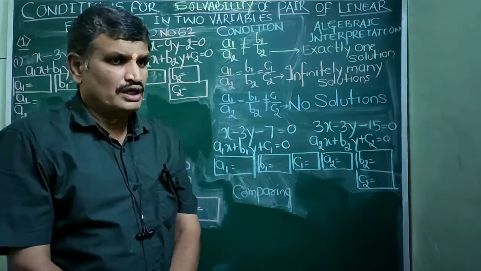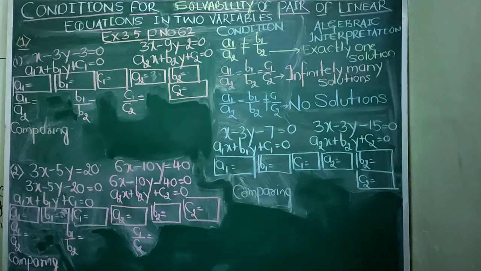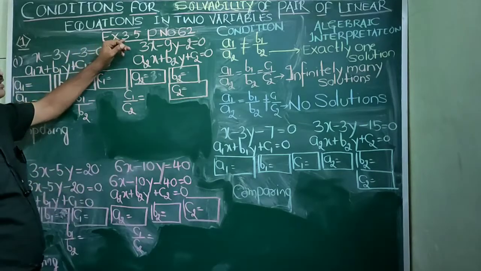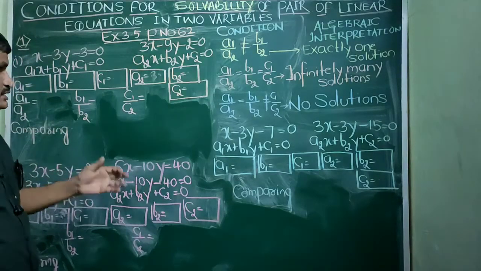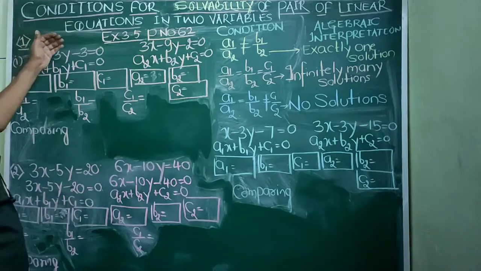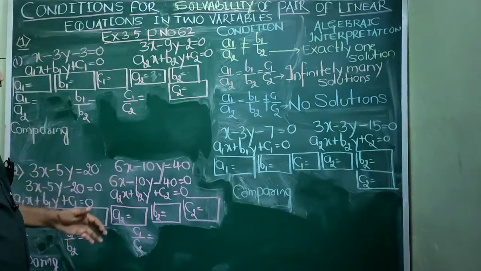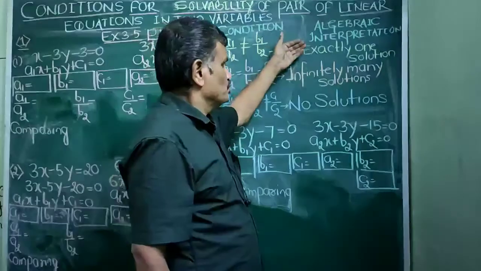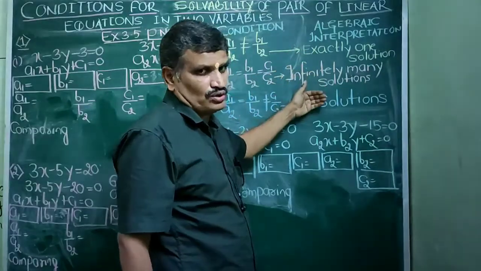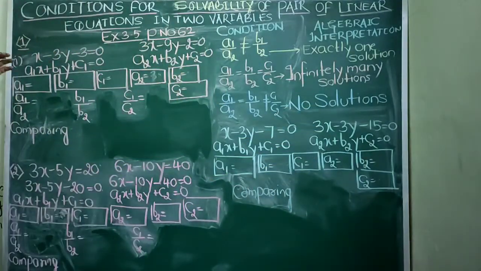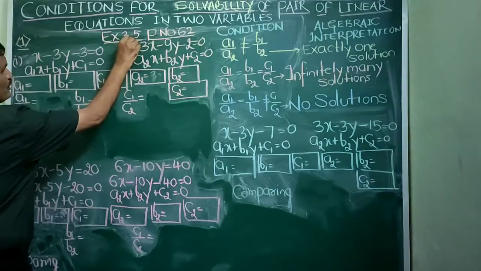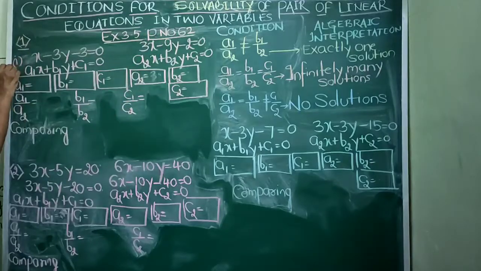Today let us solve some of the problems from exercise 3.5, page number 62 of your textbook. There are about 4 problems, and the question asked is: check whether the following pair of linear equations have exactly one solution, infinitely many solutions, or no solution. So how we have to check it, I'll tell you now.